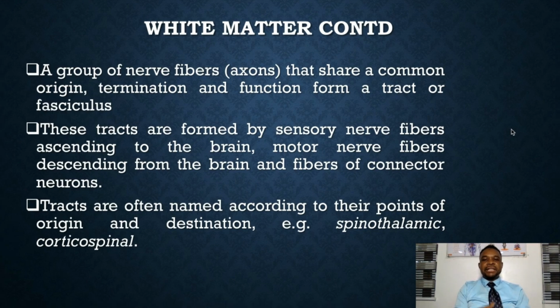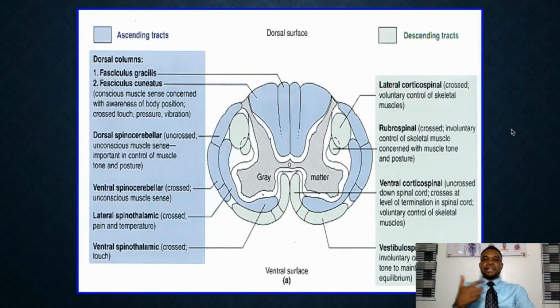These tracts are often named according to their point of origin and destination. For example, we have the spinothalamic tract, meaning that it is coming from the spinal cord and terminates at the thalamus. Now we have the corticospinal tract, meaning that it's coming from the cortex and terminates in the spinal cord. So we have numerous of these tracts found within the white matter of the spinal cord. From this diagram, we have the descending tracts here: the lateral corticospinal tract, the rubrospinal tract, the ventral corticospinal tract, the vestibulospinal tract.